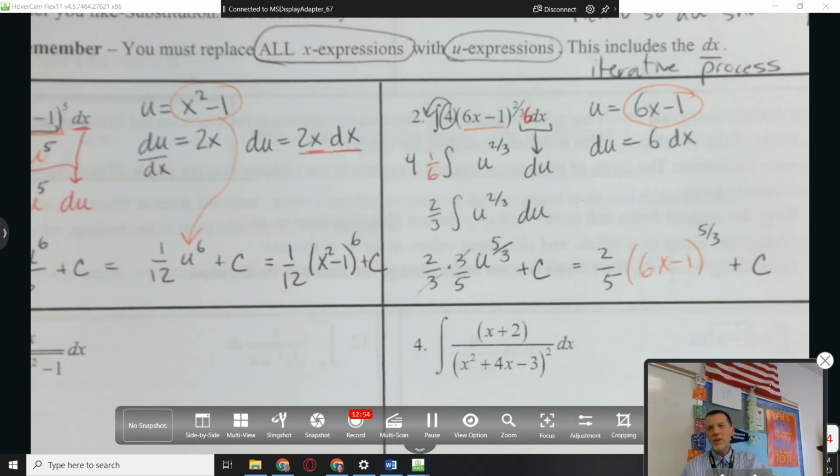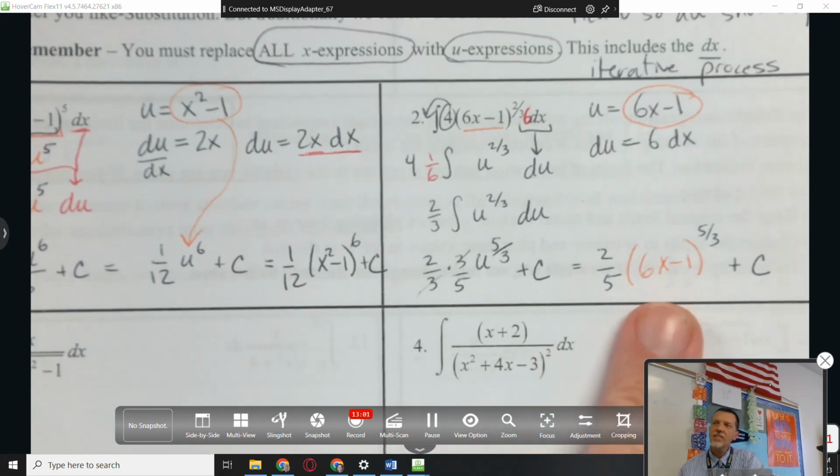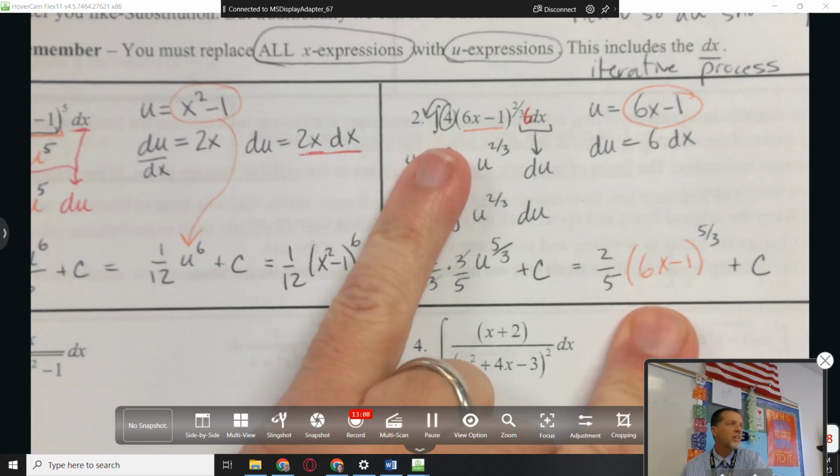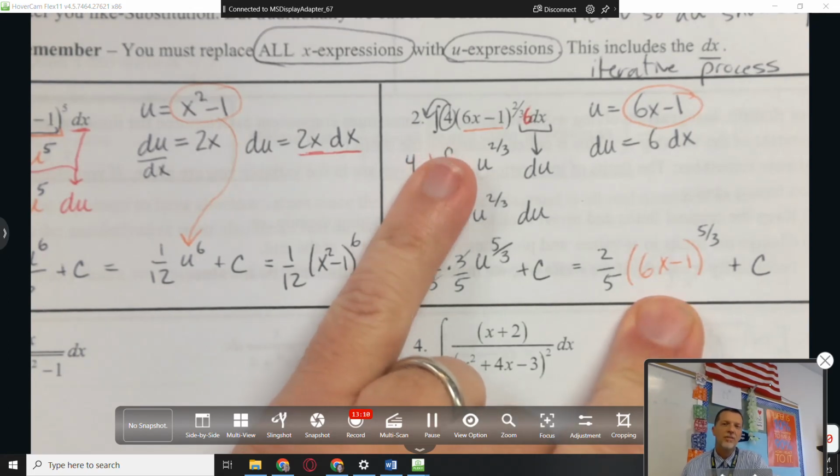Not that many would, but what would you do to check that answer? How could you check this answer? You take the derivative of it, and you should get back to where we started. If you don't, then you did something wrong.